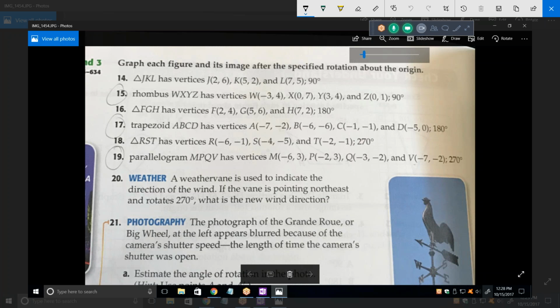So let's look at 16 and 18. I'm going to draw a picture because it definitely helps on these. So 16 has 2, 4. That's F. 5, 6. That's G. And 7, 2. That's H.